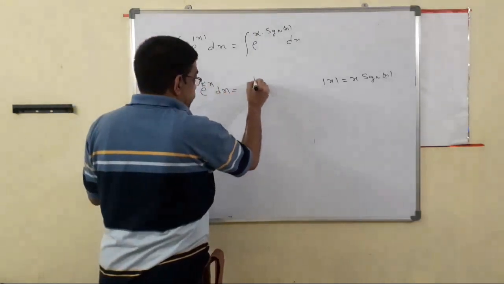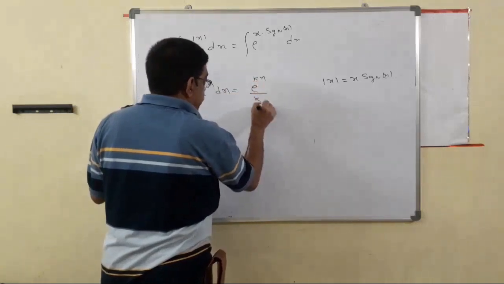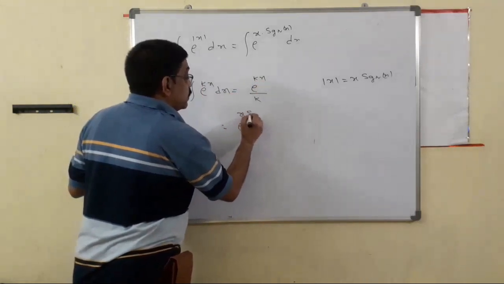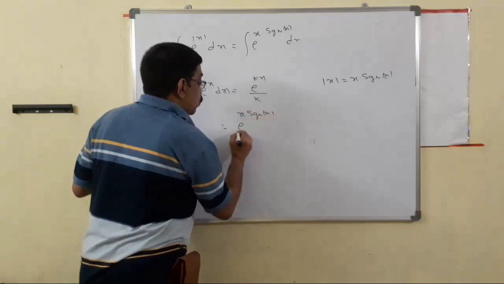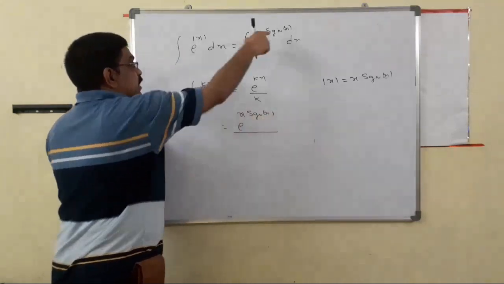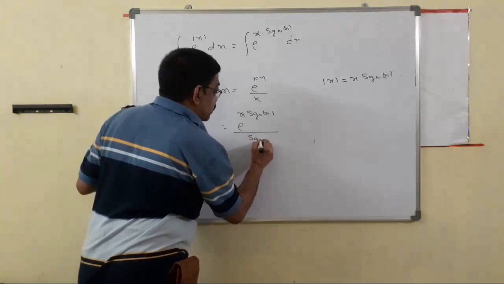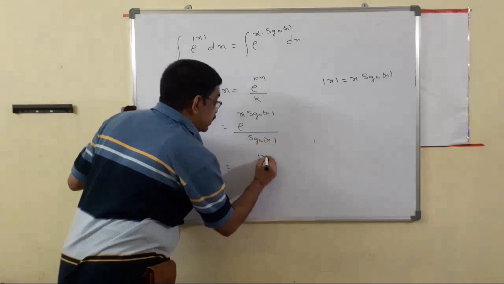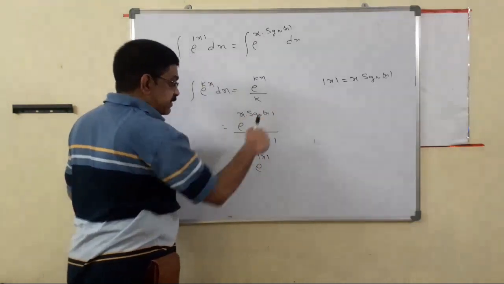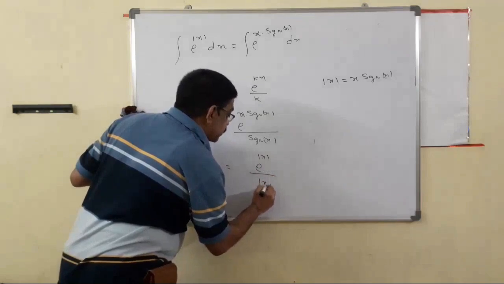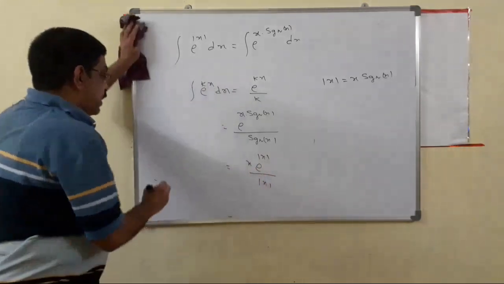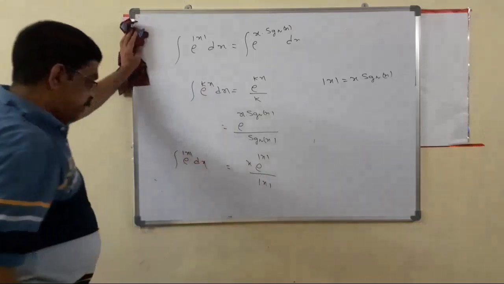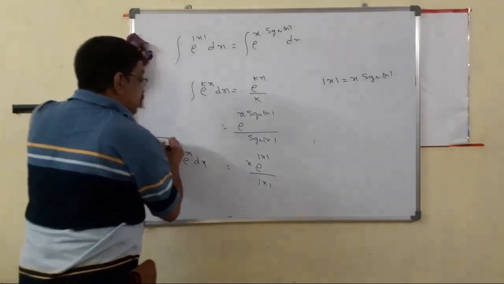Obviously e power kx upon k, and by the same reasoning I can write e power x into signum x, whole thing divided by the constant here. In this particular case it is signum x, right? And I can rewrite the same thing as e power mod x, because that is nothing but mod x, and signum x is mod x into x. So you got one more compact formula, and that is for e power mod x dx.